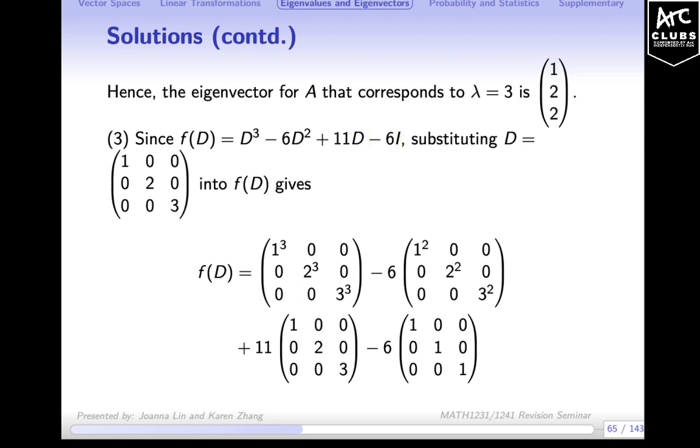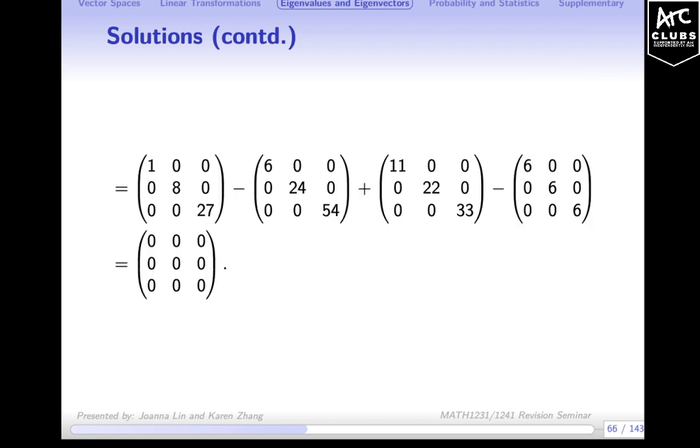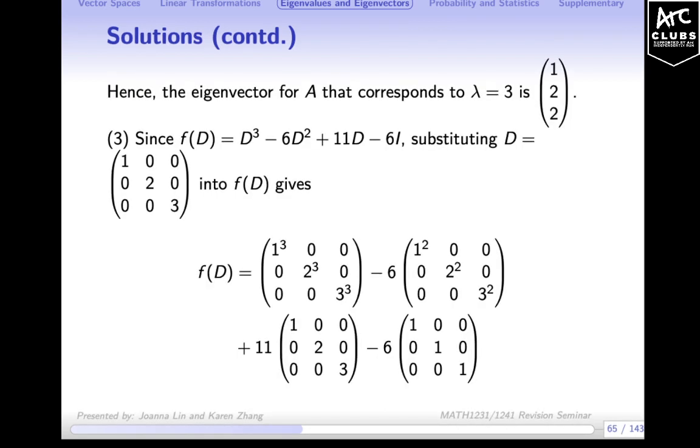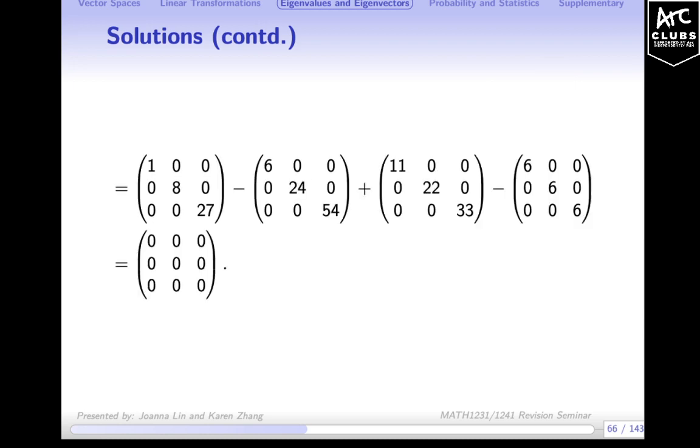So once you sub everything in, you have this here, and essentially you just add all the entries up, and you find that it is actually the 0 matrix. Right, so it's really important to remember that you can take the diagonal entries of the matrix to the power of 3, for diagonal matrix D, because it will save you a lot of time, essentially.